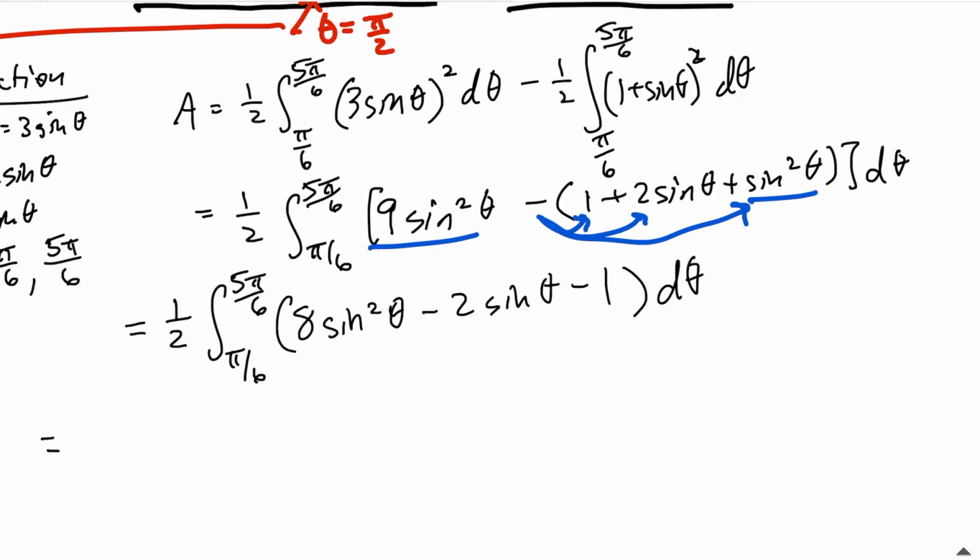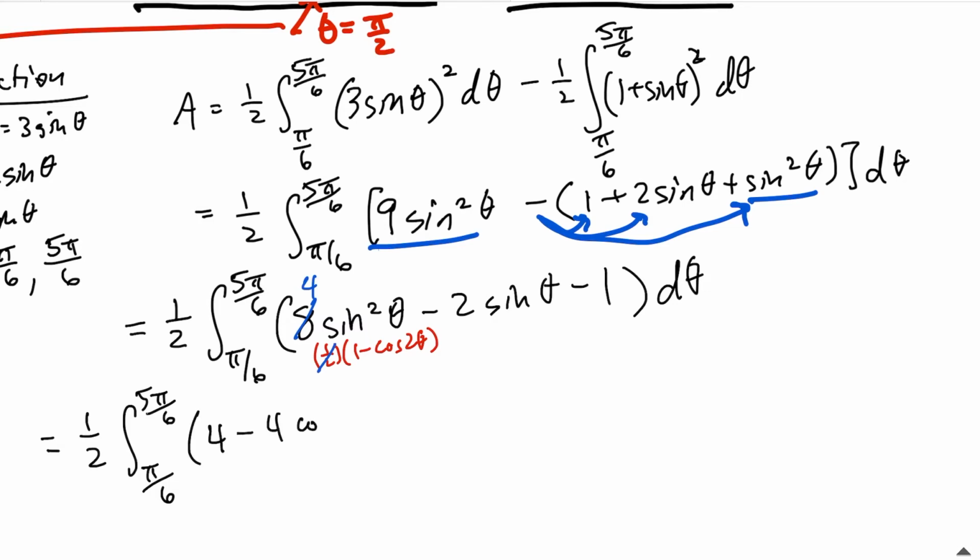All right, so let's go ahead and calculate. I'm going to have to simplify the sine squared as well. So we'll note this is 1/2 times 1 minus cosine 2 theta, which times 8 is going to become 4. So 4 times 1 minus cosine 2 theta. So the integral from pi over 6 to 5 pi over 6 of 4 minus 4 cosine 2 theta minus 2 sine theta minus 1.